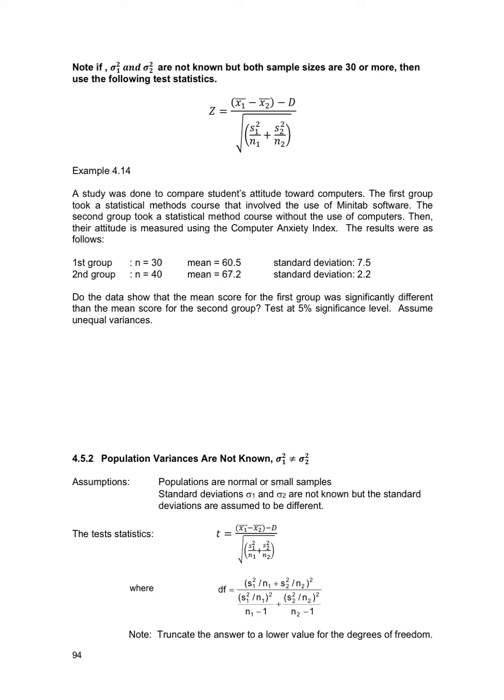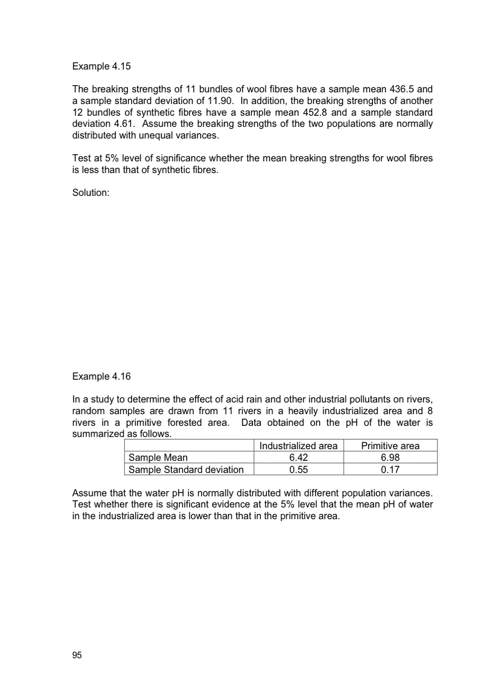Meaning that, for example, if you get 2.6, the degree of freedom is equivalent to 2. Or if you get the DF value equal to 10.7, you need to truncate the value to 10. Okay, look at example 4.15.